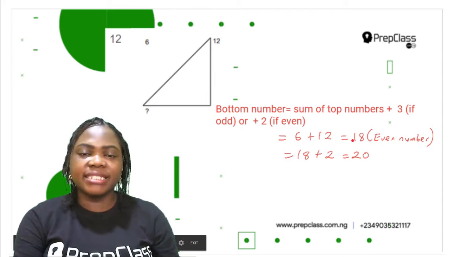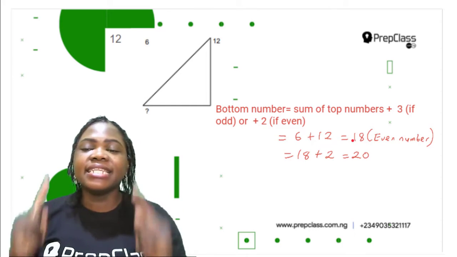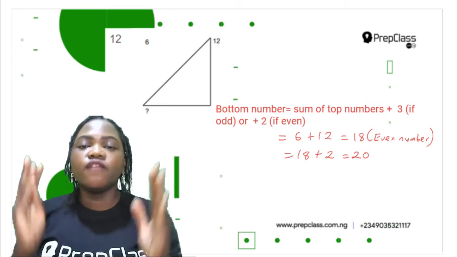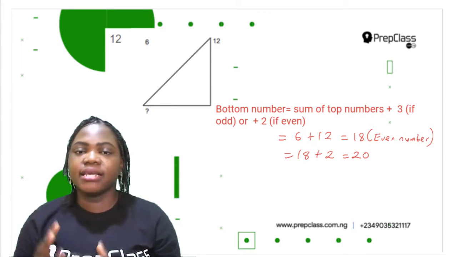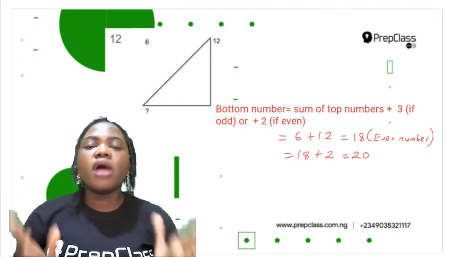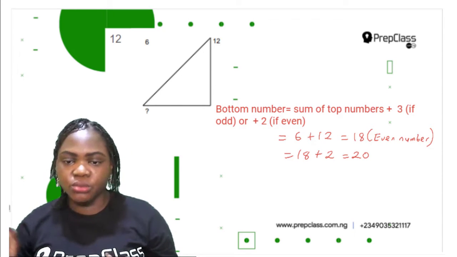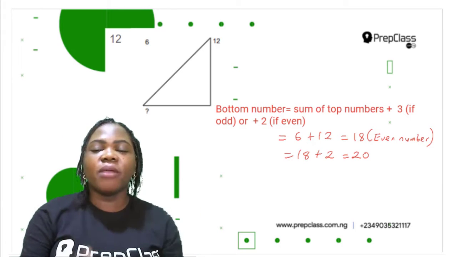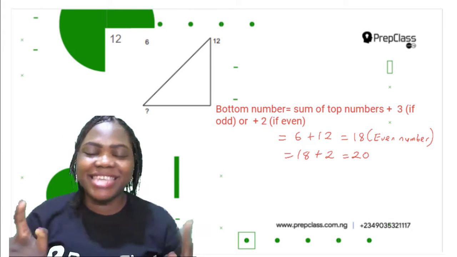6 plus 12 is 18. What is 18? 18 is an even number. Even numbers end in 0, 2, 4, 6, 8. Okay, so 18 is an even number. So what do we do to even numbers? We add 2. So 18 plus 2 is 20. So the missing bottom number here is 20.